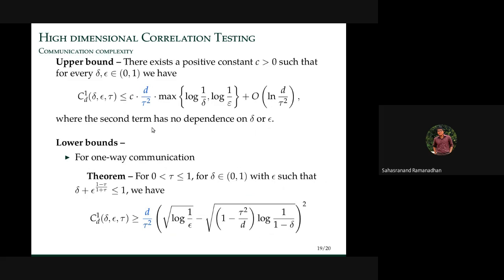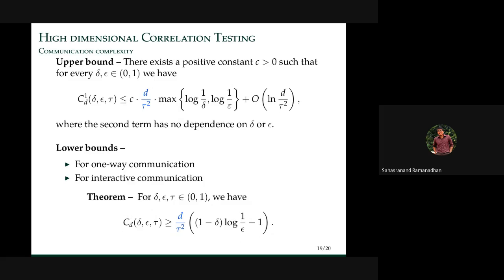But somehow if we allow interaction, meaning if we allow party 1 to send something to party P2, and party P2 upon observing these bits sends something back and they communicate back and forth, if that is allowed, maybe there is some possibility of improving this. So what if we allow interactive communication instead of one-way communication? But we establish a lower bound which says that even when you allow interactive communication, you have to communicate an overall number of bits which is of the order d by tau square. So whatever our one-way scheme achieves, that itself is optimal even when you allow interaction. So this settles the problem of this high dimensional correlation testing.